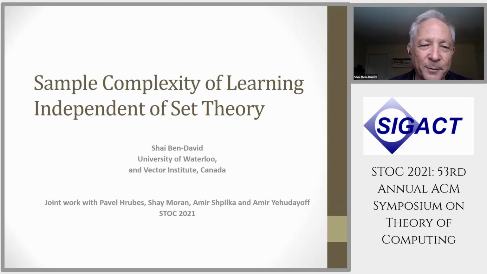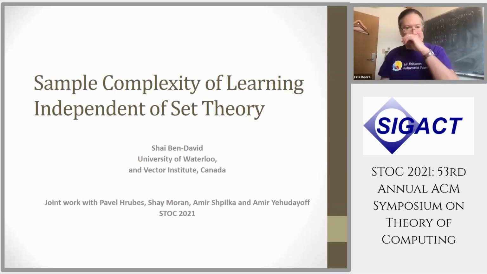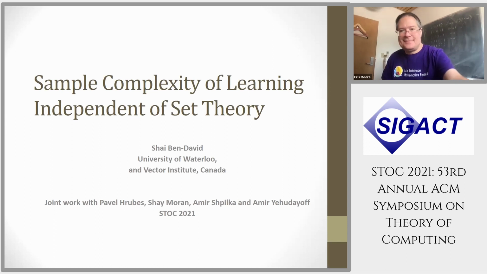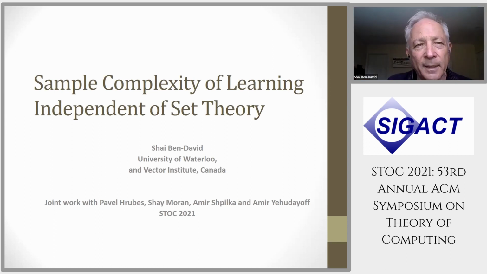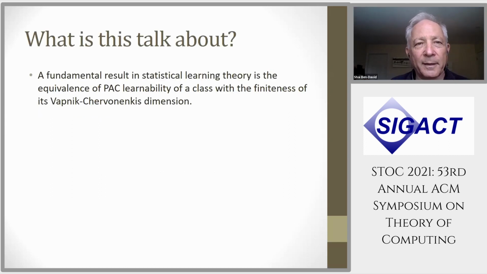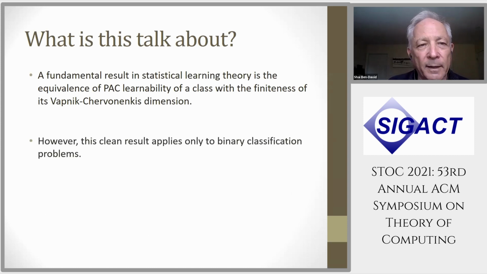So this is joint work with Pavel Hrubeš, Shay Moran, Amir Shpilka, and Amir Yehudayoff. And what are we discussing here? The fundamental result in statistical learning theory is the equivalence of PAC learnability with the finiteness of the Vapnik-Chervonenkis dimension. That's the basic result from the 70s of statistical learning theory.